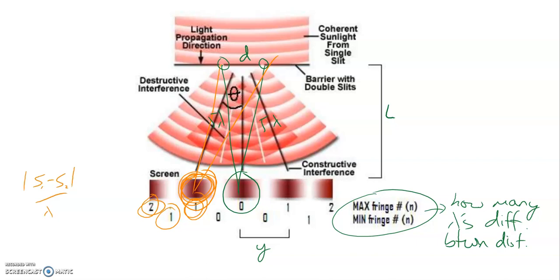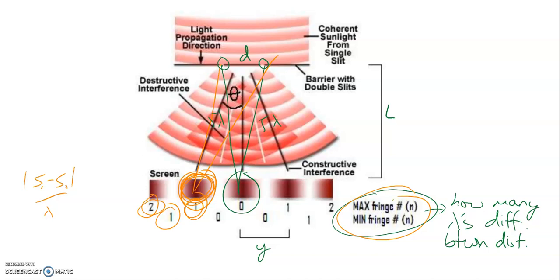It's kind of tricky sometimes because the first maximum has a fringe number of 0. The second maximum has a fringe number of 1. The third maximum has a fringe number of 2. These fringe numbers are always 1 less than which maximum or minimum it is. So you have to be a little bit careful with that, but it's not too bad.